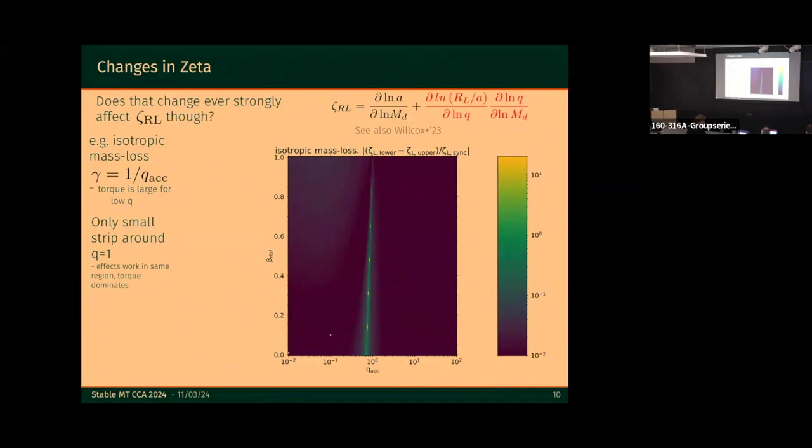I had quite some difficulty trying to see how to visualize this best. In any case, I'm finding that the effects only make a big difference in this region, in this strip here. So we don't really have to worry that much about this.